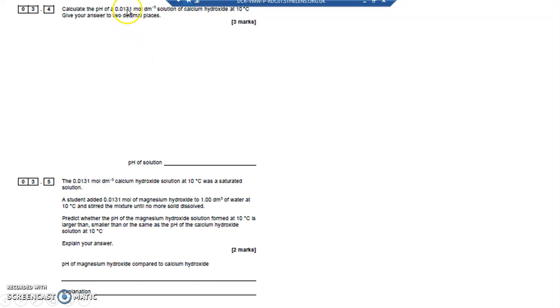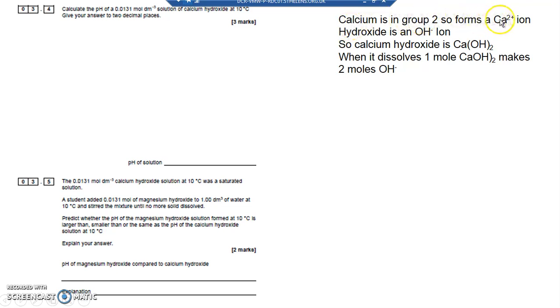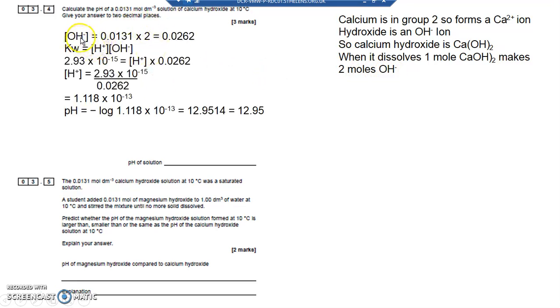Calculate the pH of 0.031 solution of calcium hydroxide. Well, calcium is in group 2. If calcium's in group 2, it forms Ca2+. It forms a 2+ ion. It loses 2 electrons. And a hydroxide ion is -1. So calcium hydroxide is Ca(OH)2. It's got to have two, because 2 pluses needs 2 minuses to balance out. So every time 1 mole of calcium hydroxide dissolves, it makes 2 moles of OH-. So the OH- concentration is twice the concentration of the calcium hydroxide.